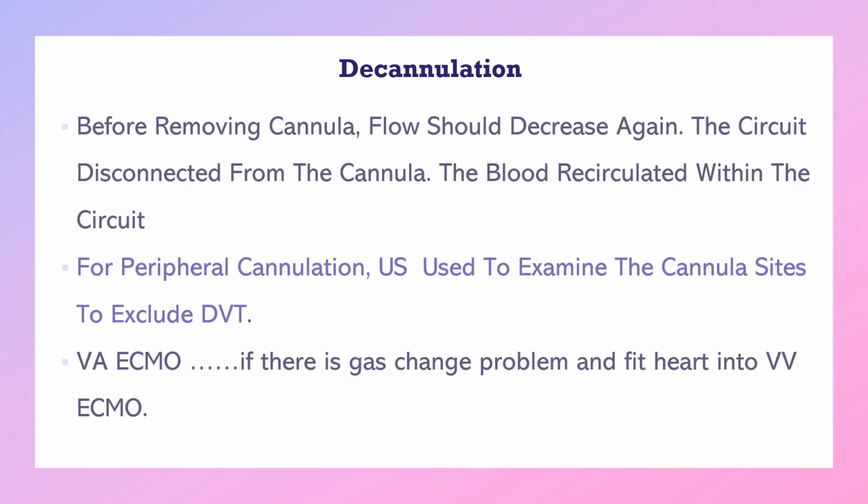Decannulation is the last step after successful weaning. Before removing the cannula, flow should be decreased again and the circuit disconnected from the cannula, but can be circulated within the circuit. For peripheral cannulation, we should use ultrasound to examine the cannula site to exclude deep vein thrombosis. As we mentioned, if we have a problem in gas exchange and the heart is hemodynamically stable and fit for decannulation, we can shift VA ECMO to VV.